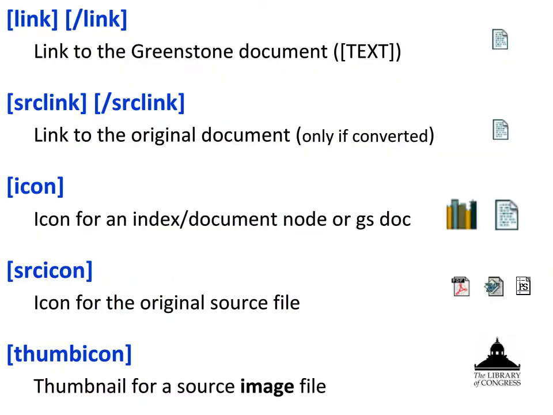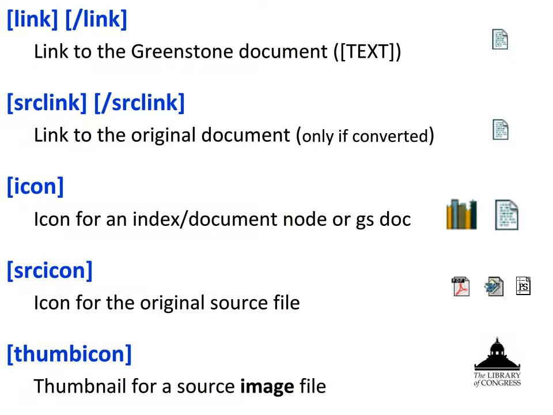Now other variables we use so far today are these ones here, used all the time. The link can link to the document text if you're at the record level. At the index node level, it links to subnodes or associated records. Source link always links to the original document, if there was an original document.